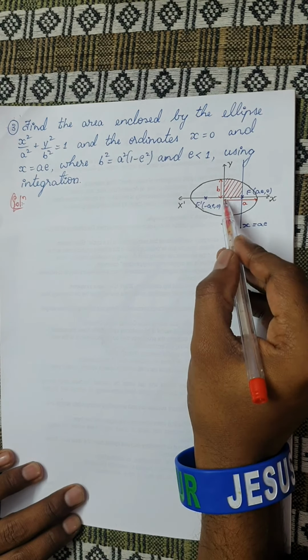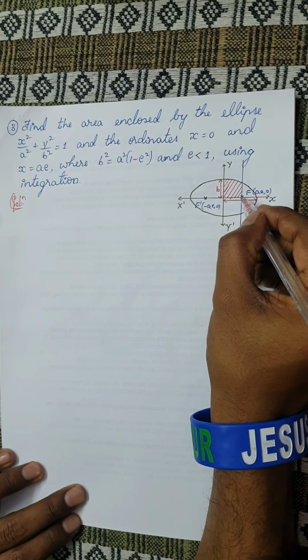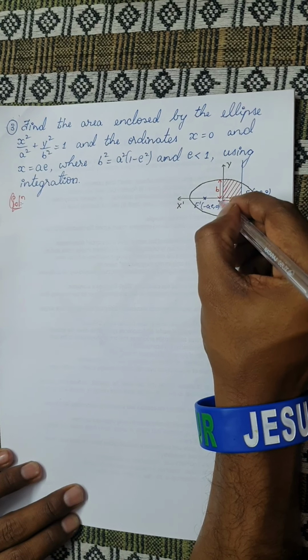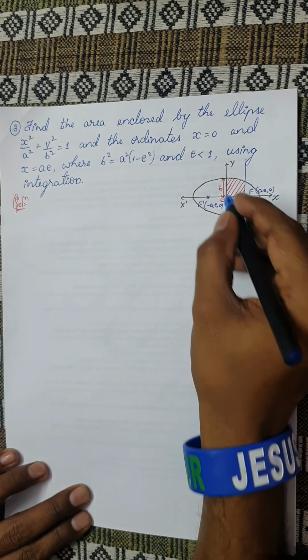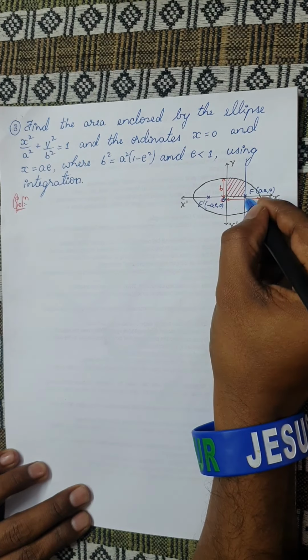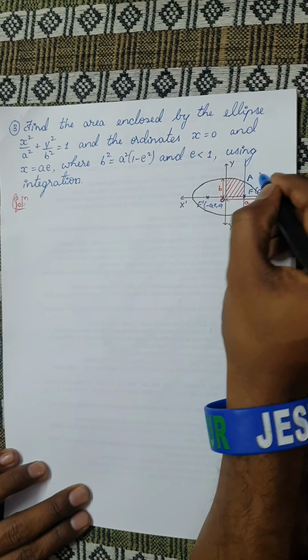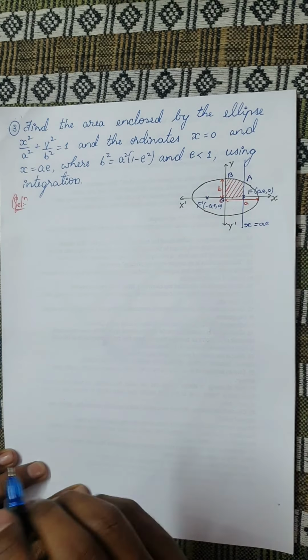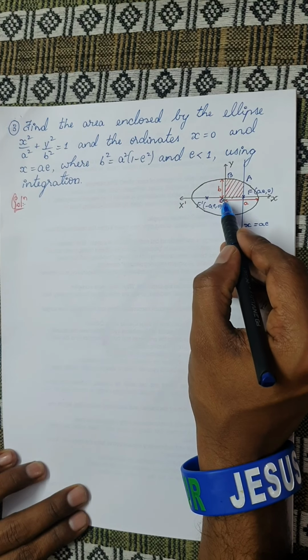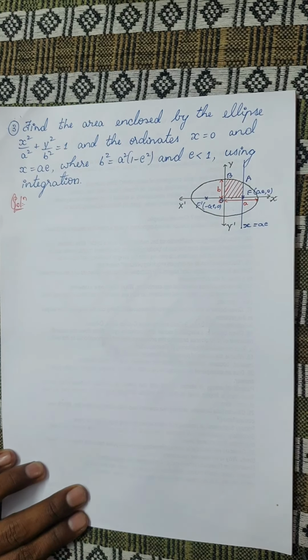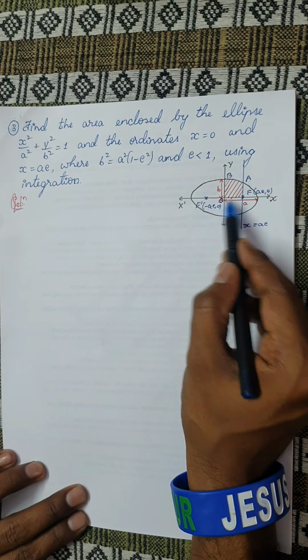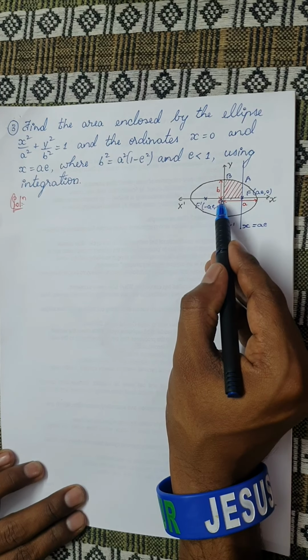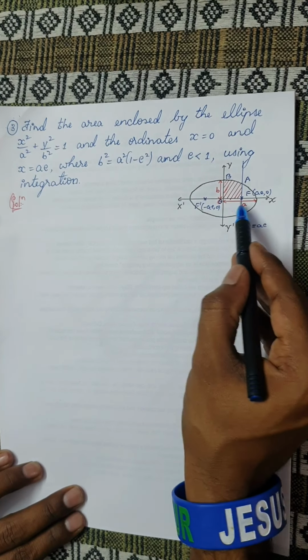Before considering further, this is the origin (0, 0), and I have a point F here. Let me take it as O. The required area would be O, F, let me take it as A, and this is B. The required area would be 2 times OFABO. Is it clear? Very simple, isn't it? Now please be very careful with the limits. In the previous case I took 0 to a, but in this case I'm going to take 0 to only ae, not full a.